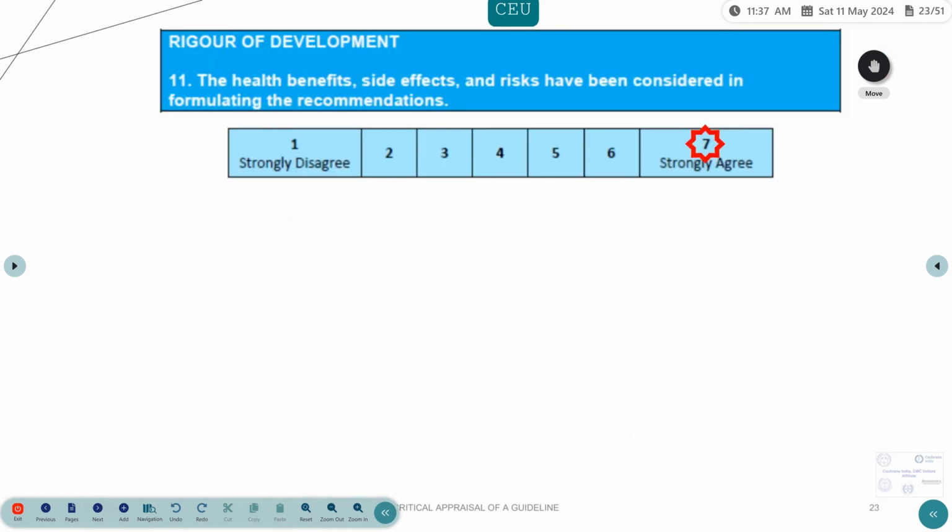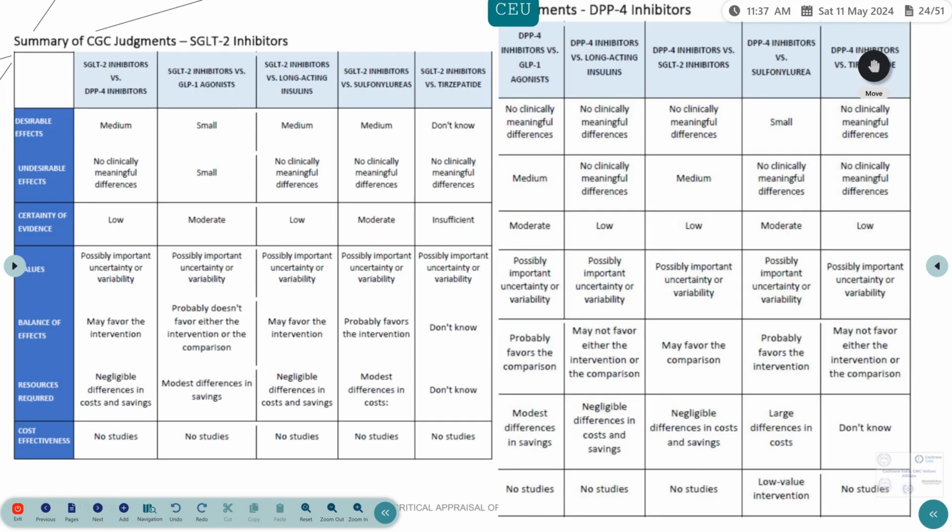So, health benefits, side effects and risks have been considered in formulating the recommendations. So yes, they gave a summary. This summary was based on the systematic review which was done. They have given clearly the supplementary, in layman language, about how you can actually see whether there were effects, uses or adverse effects, whatever.